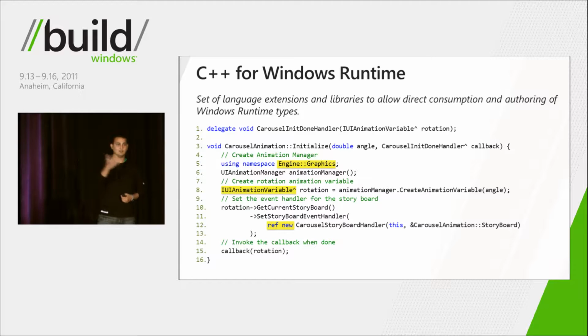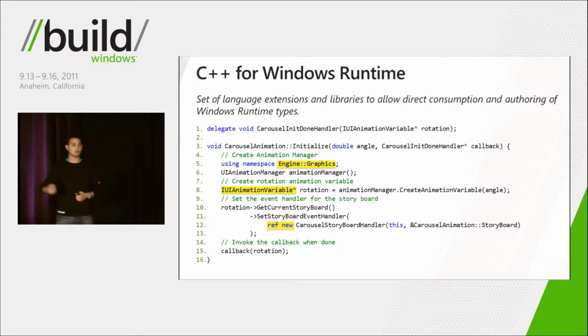There is a hat in front of every type, and if you want to create a new one of those, you use ref new instead of new. And that is all you need to consume types. There's a lot more that goes into the syntax to be able to produce WinRT components, but if all you're doing is consuming WinRT, all you need to know about is this one.